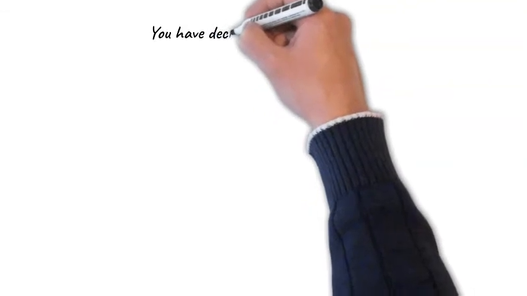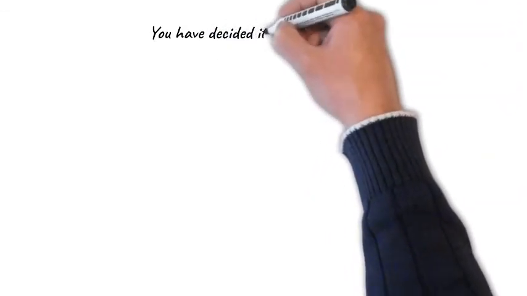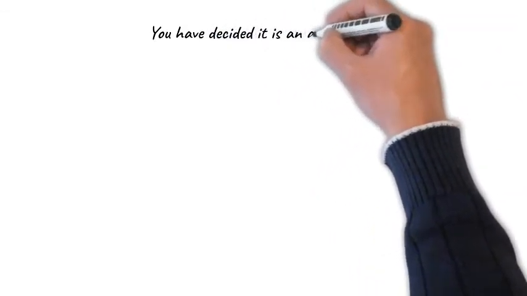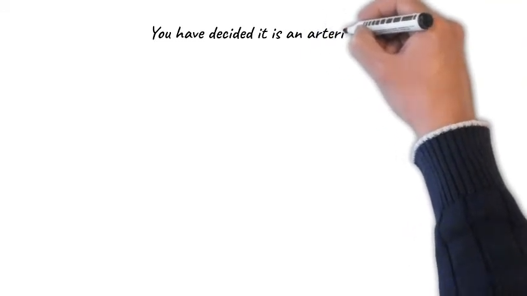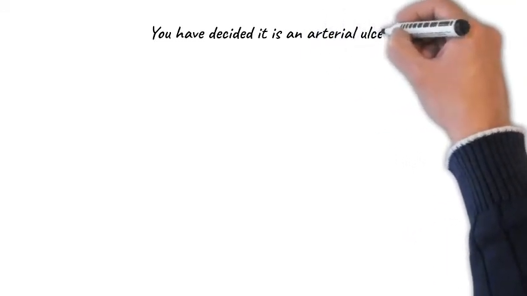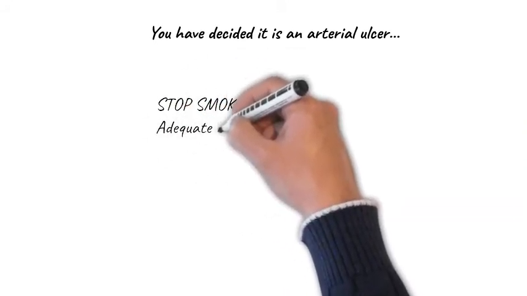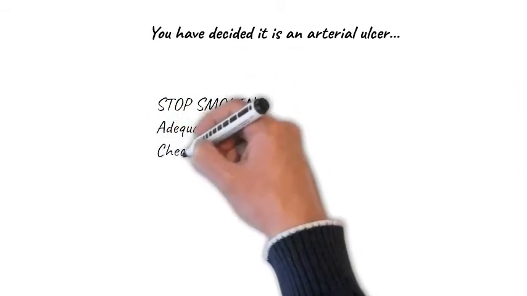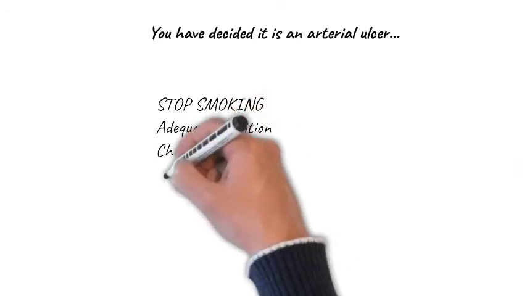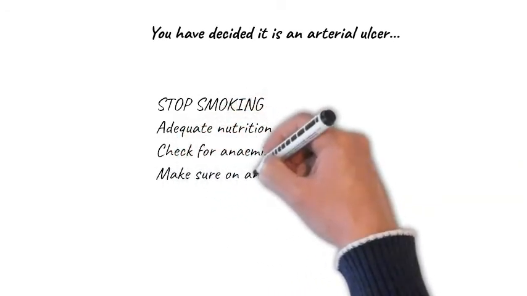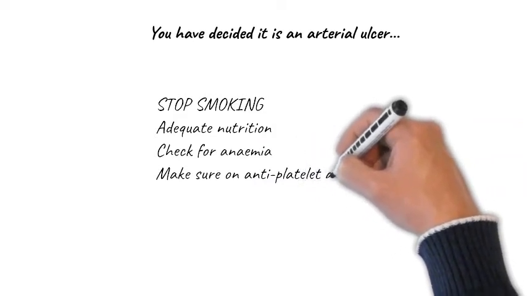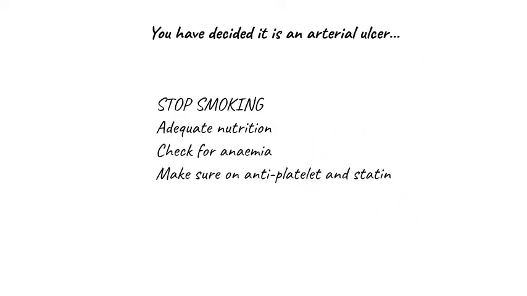Once you have decided it's an arterial ulcer, what then? Well, just like a venous ulceration, they should stop smoking. You need to check their nutrition and, if necessary, put them on nutritional supplements. And it's important in these patients to check for anemia, in that if blood flow to the ulcer is already seriously reduced, you want to make sure that the oxygen carrying capacity of what blood is getting there is maximized.